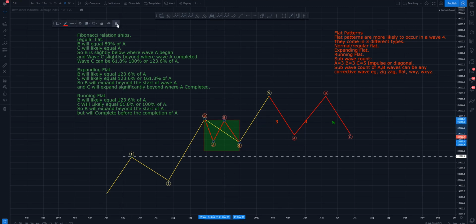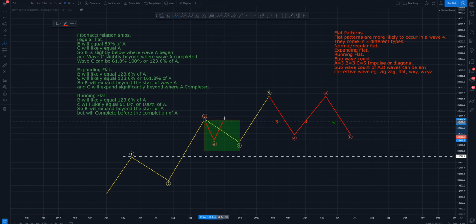Now in our expanding flat pattern, the one where we get a structure where the A comes down, the B extends beyond the A, and then the C extends beyond the B and the A, or is a significant extension of the A, we get a structure like this. And our final running pattern, we can get a structure where the A comes down, like so.